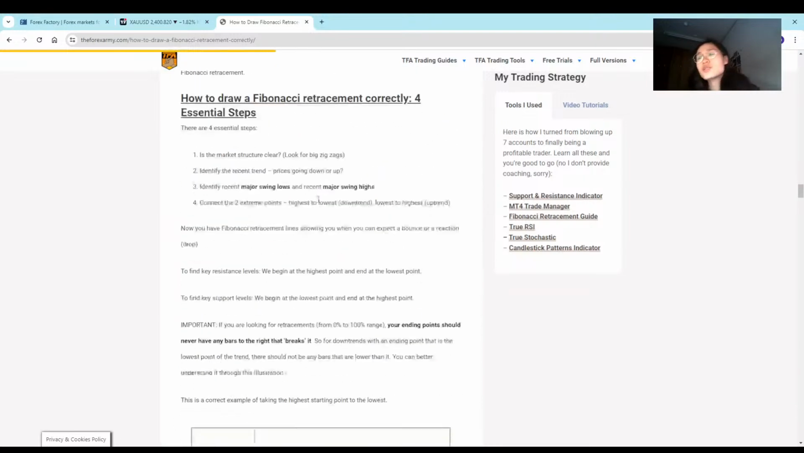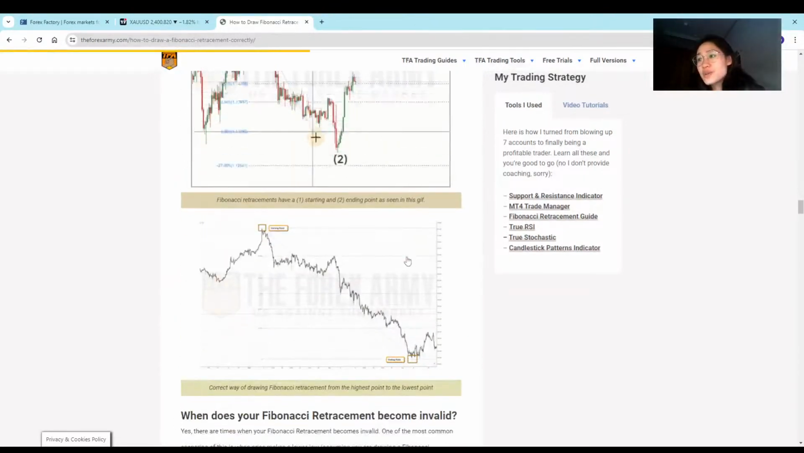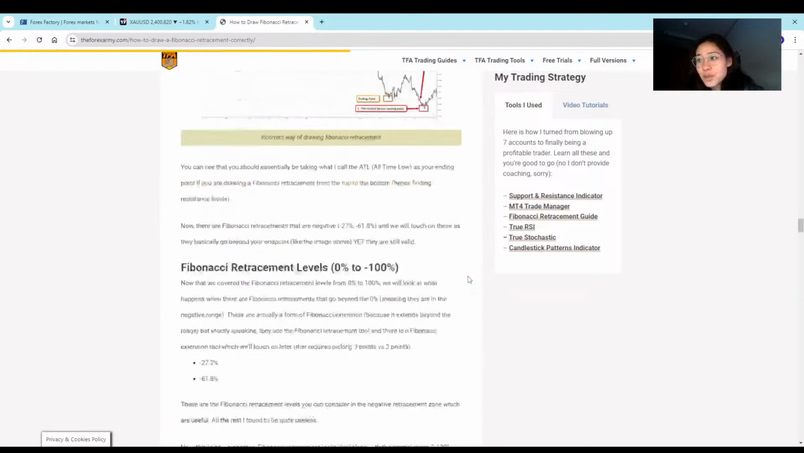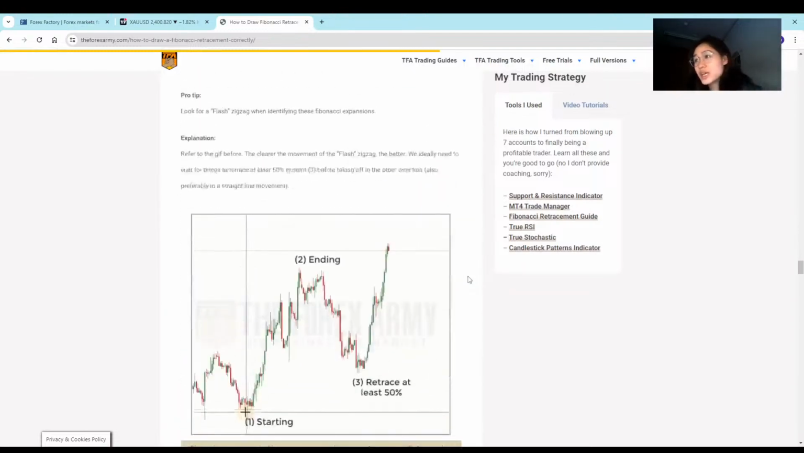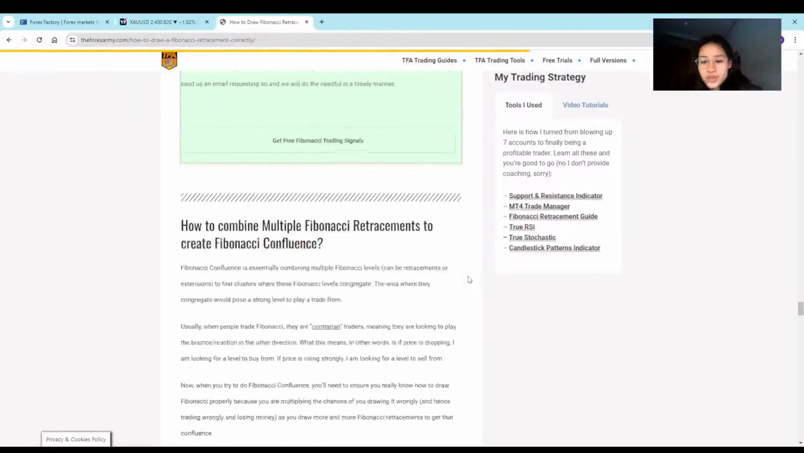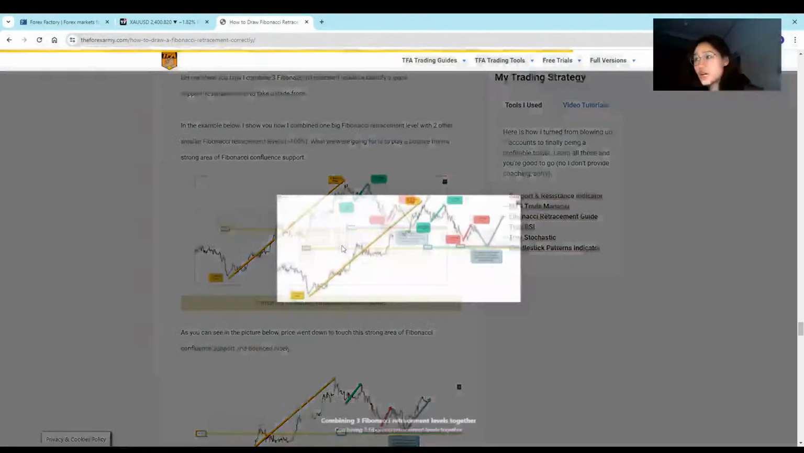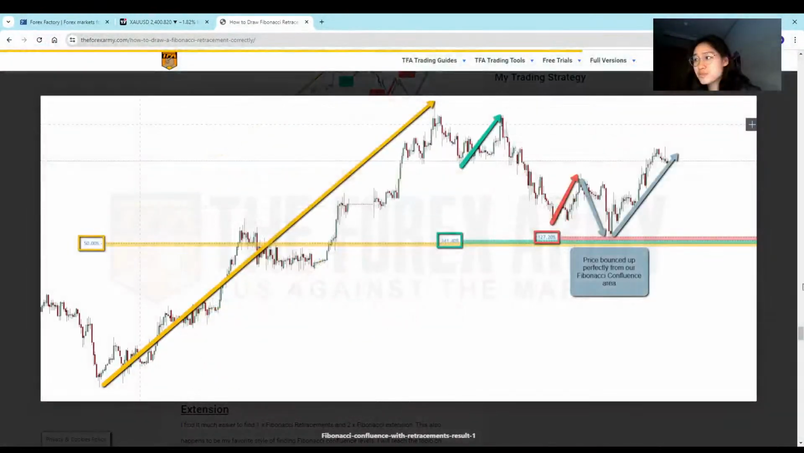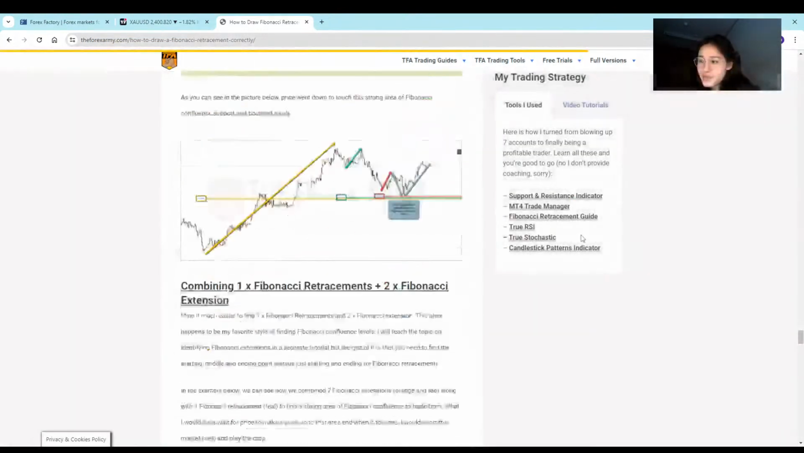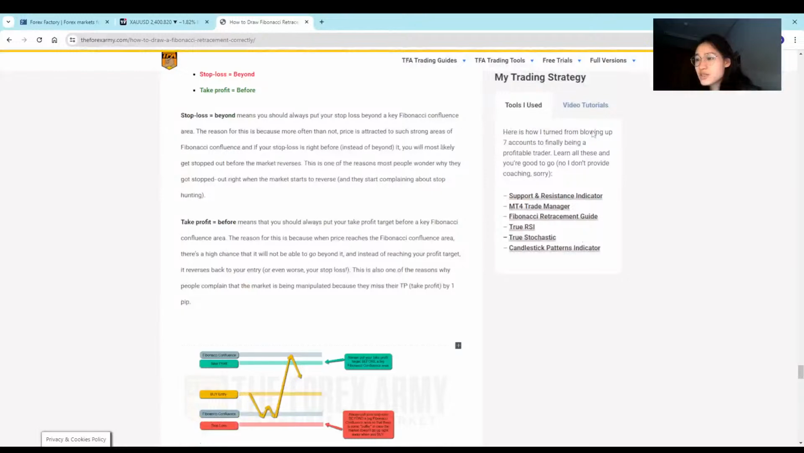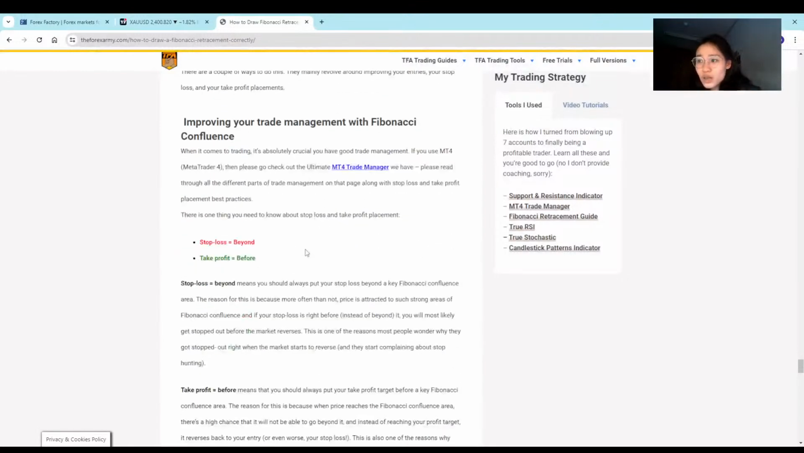In the meantime, you can take a look at this website, just some guidelines, some retracement levels to look at, steps, some things to look out for. But I think the most important is probably being able to identify the confluence areas, like I've been talking about in this webinar. So you can see with the three different types of Fibonacci retracement, we're able to spot this confluence area where price bounced off from it perfectly. You can take a look at the different examples as well.